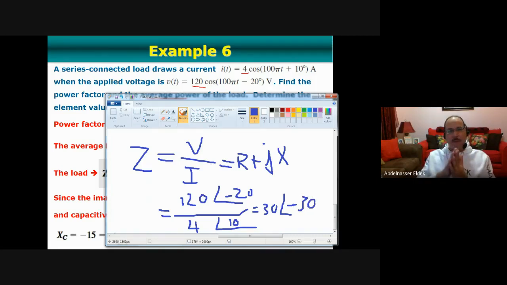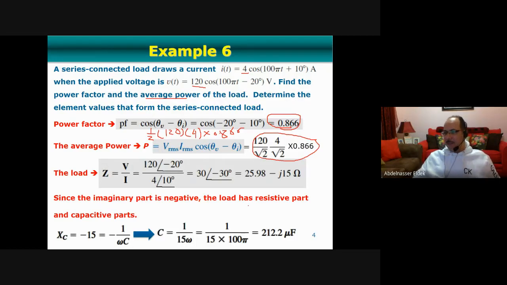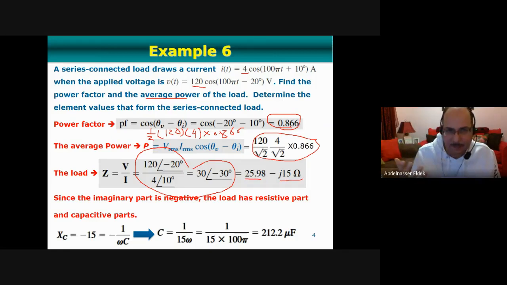Then what you need to do is convert this to real and imaginary. It will be 30 cosine negative 30 plus j 30 sine negative 30. When you do that, you will find the real and imaginary parts like this. So this is the real and this is the imaginary. The real part is the resistance, 25.98, and the imaginary part is negative 15.